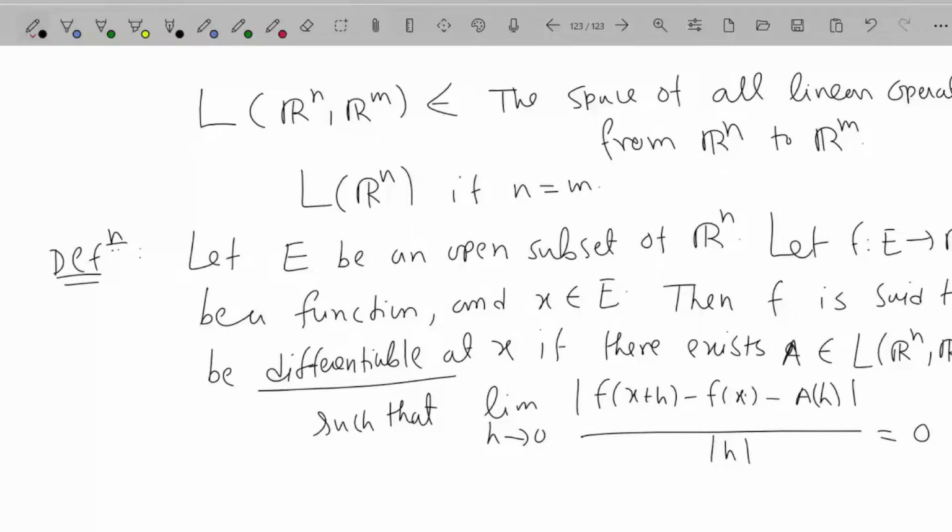So what we are saying is that f is said to be differentiable at a point x if there exists a linear mapping. Because you are familiar with a linear mapping, it is nothing but a matrix.